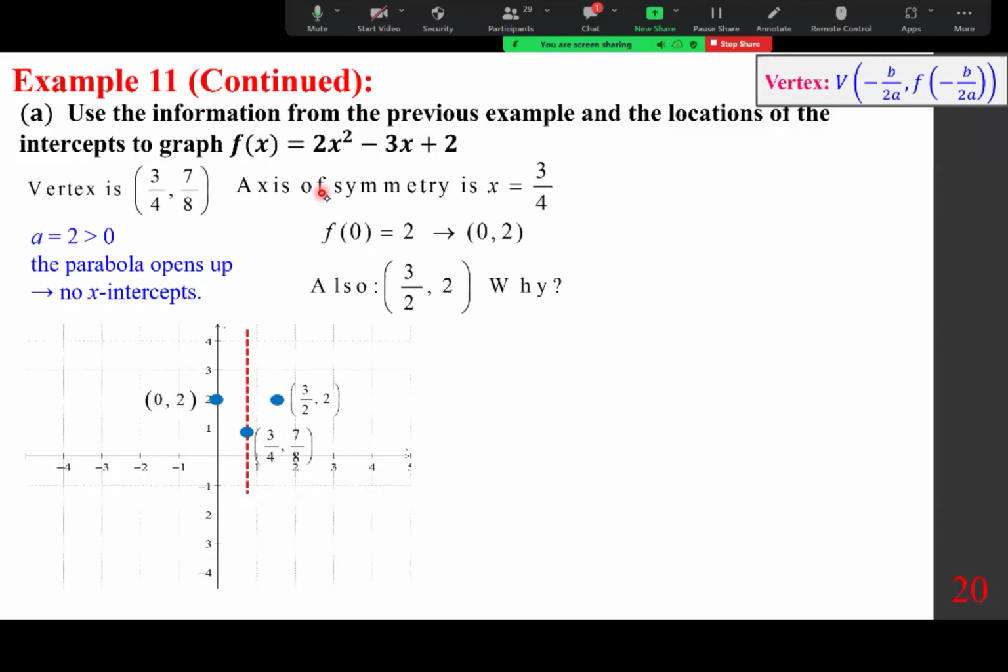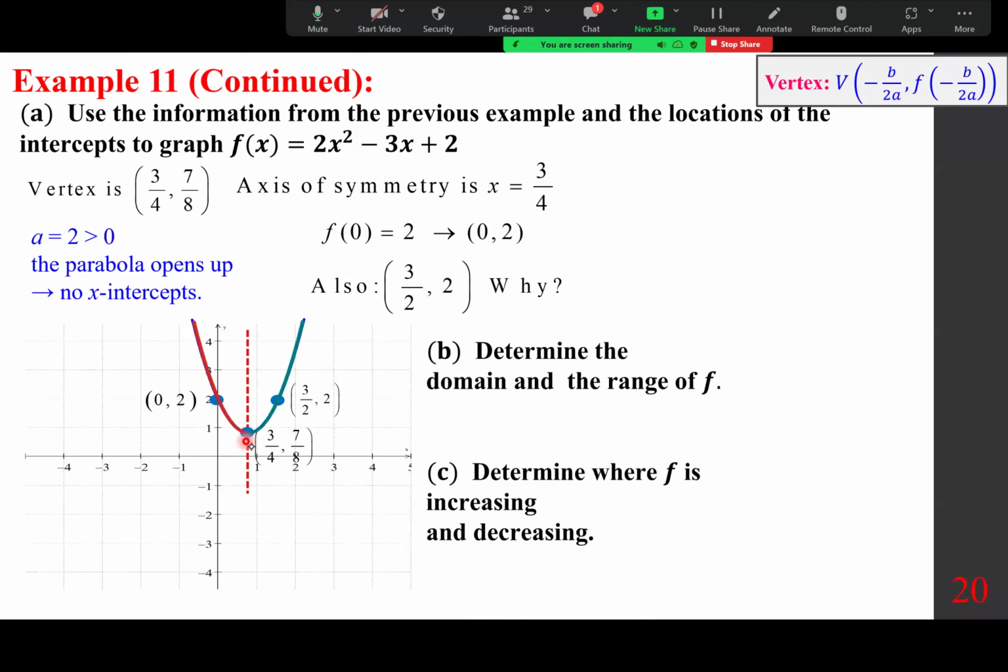And right away, we do have the graph. As far as the x-intercepts, by the way, you can work it out, set it equal to 0. It doesn't have it. It opens up, and that's the vertex, and doesn't have it. So it looks like that. Domain and range. Domain is all real numbers. Range from here, 7/8 to infinity.